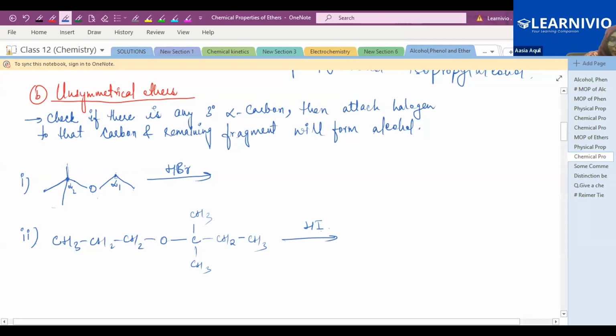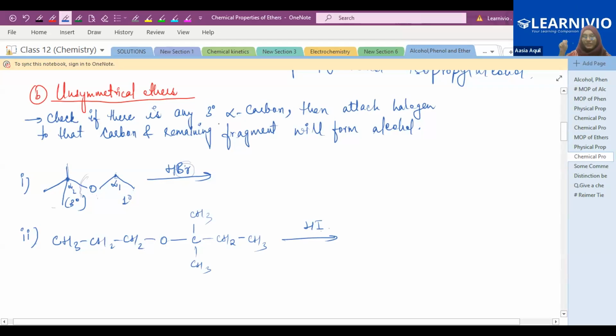Yes, alpha 2 is the tertiary. So this is the tertiary alpha carbon and this is the primary. Okay, this is the primary alpha carbon. Second step, attach the halogen atom, this halogen Br, bromine, to the tertiary alpha carbon. So you will cleave this bond.